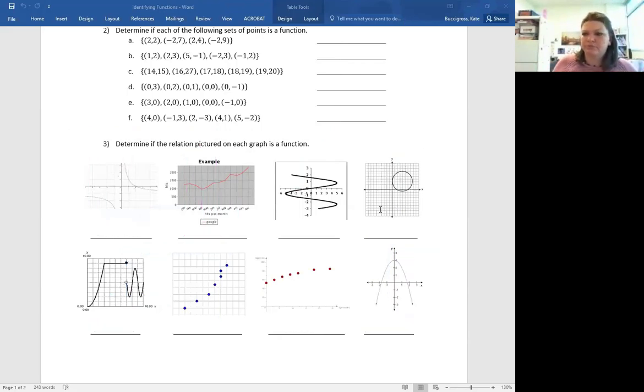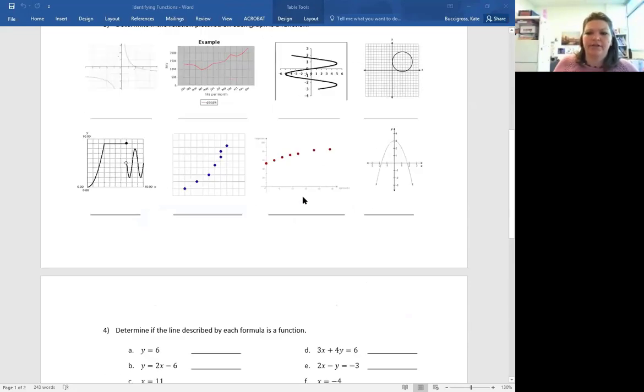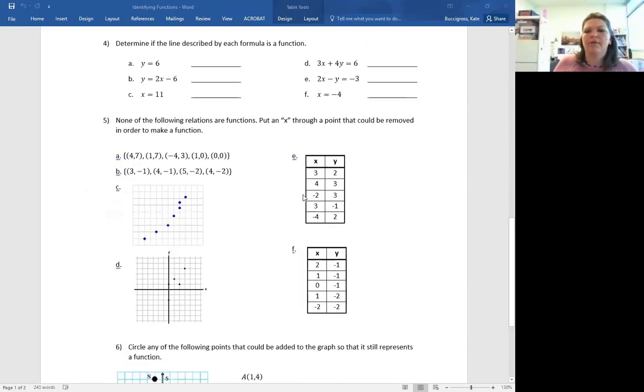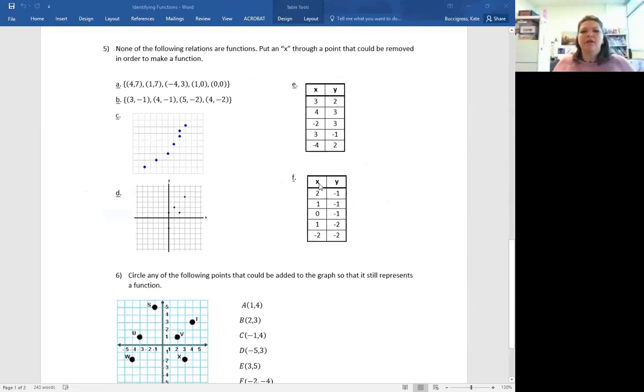Wonderful. And let's look at some typical GED style tricks. Oh, I'm not going to do number 4. Yay, it's not on the GED. Okay, so let's look at number 5. Number 5 says, none of the following relations are functions. Put an x through a point that could be removed in order to make a function. So all of these have a problem point, at least one. Let's cross off the problem point so that we can force these guys to be functions. Make sense? Okay.